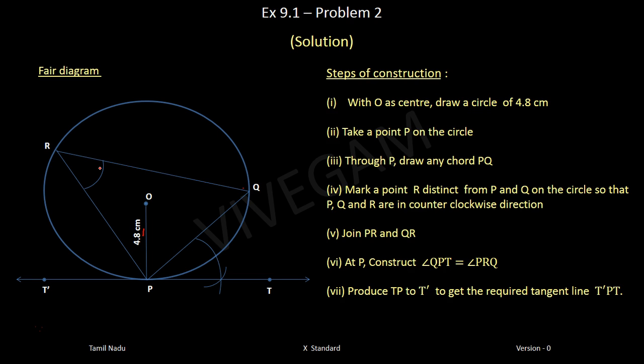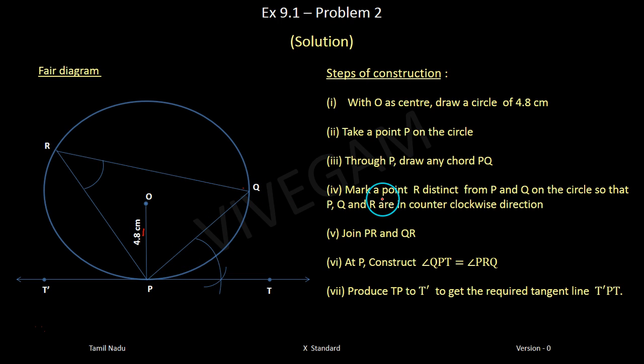So let's go through the construction. With O as the center, you draw a circle of 4.8 centimeter radius. Next, take a point P on this circle. Then through P, draw any chord. So you draw a chord PQ.